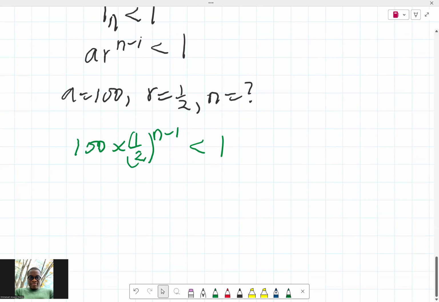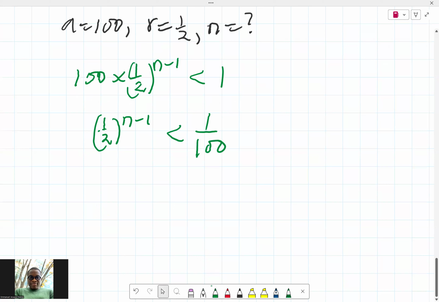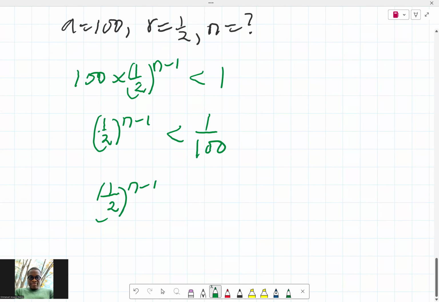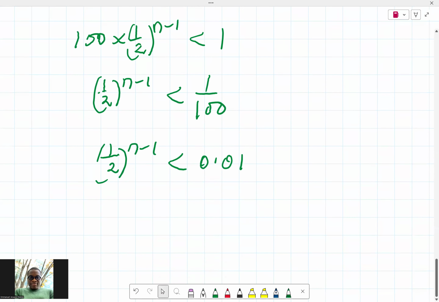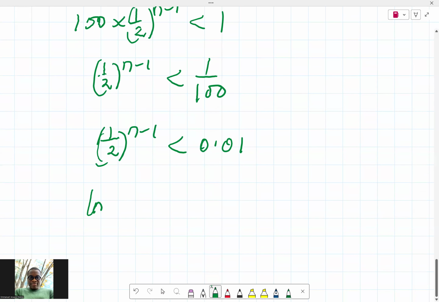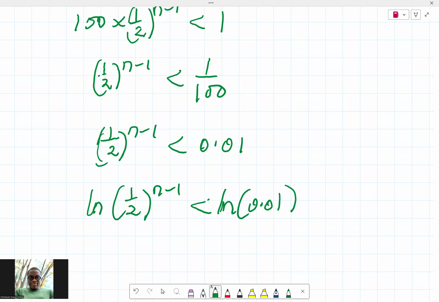To make things easy, we can divide both sides by 100. So we have half raised to power n minus 1 is less than 1 over 100, which is 0.01. Now, because we have a power attached, the best way to remove the power is to take the log of both sides. We can take the natural log, which is ln of 1 over 2 raised to power n minus 1, and that is still less than ln of 0.01.